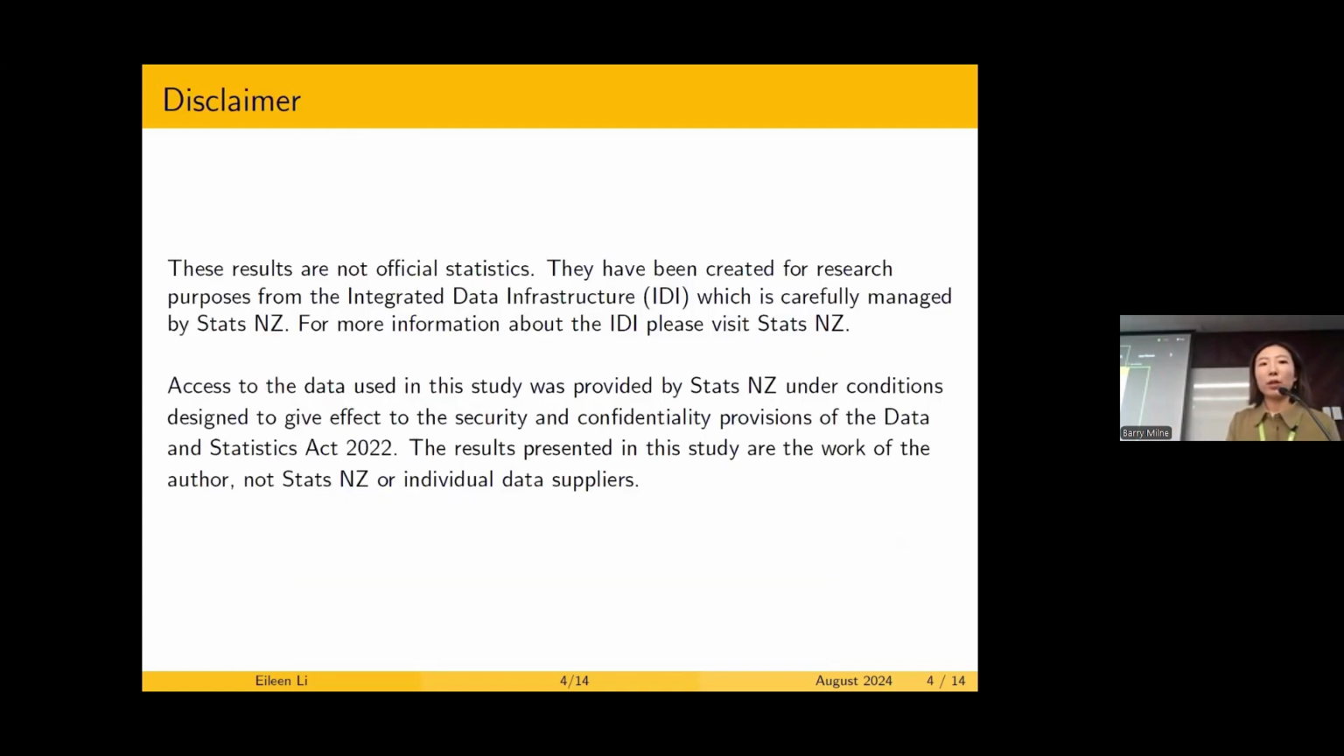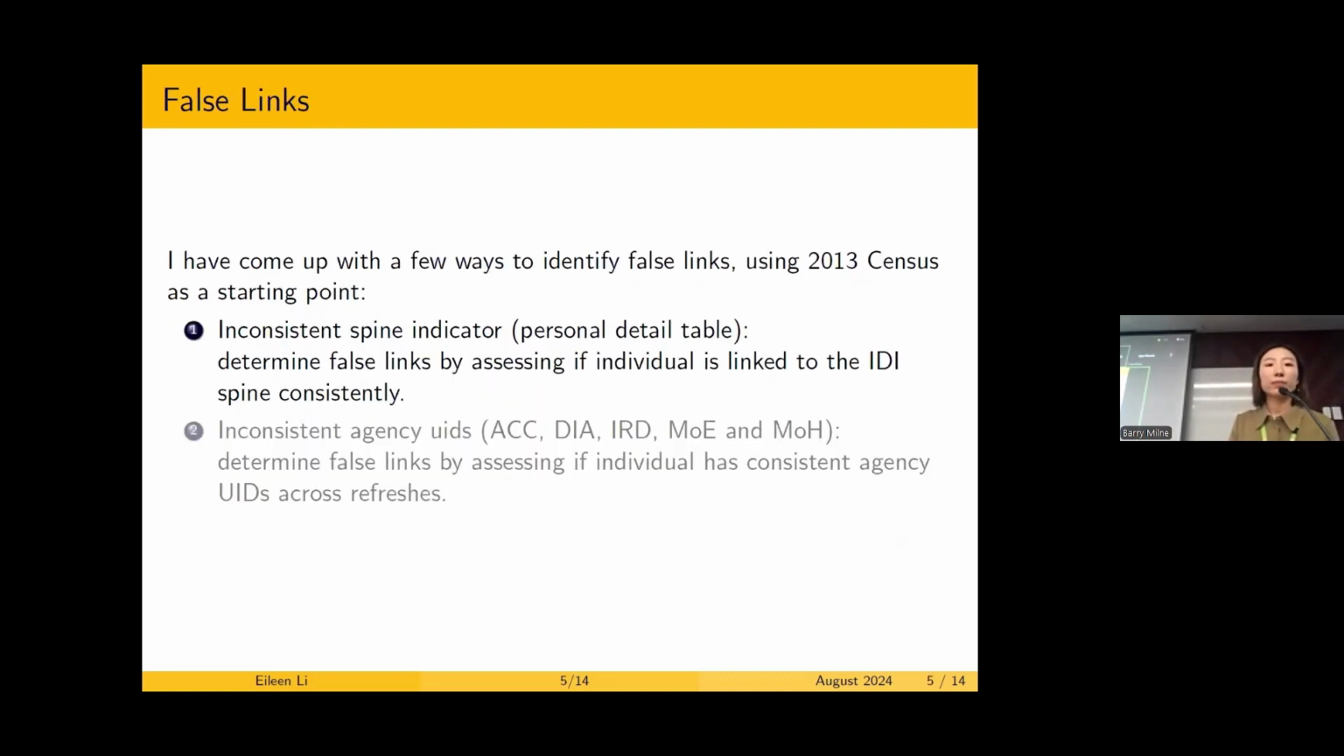All right, so with false links, a disclaimer: what I'm going to show you are results I obtained from the IDI, and these are just my research findings. They are not official statistics. We've come up with multiple ways of identifying potential false links using 2013 census data, due to the well-known issue of the 2018 census. So we didn't use 2018 census data. And also, 2023 census data was not available at the time.